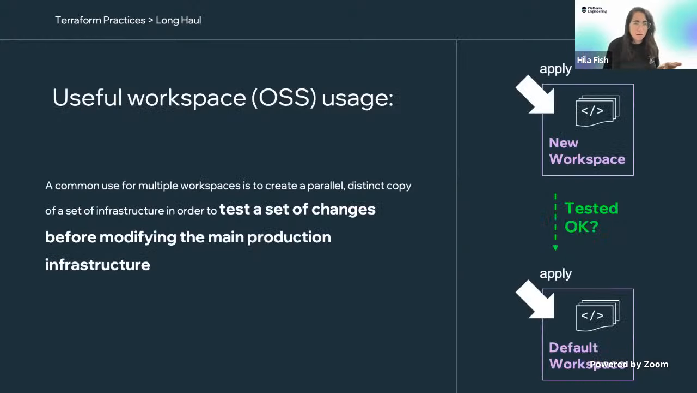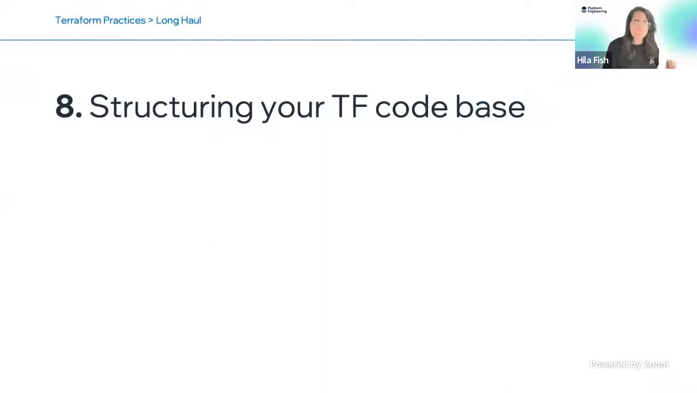And at least we can all agree on one useful workspace usage, which is like a side branch. So for example, a developer working on a complex set of infrastructure changes might create a new temporary workspace in order to freely experiment with changes without affecting the default workspace. So I can create a new workspace, test everything out. Once everything looks okay, then I can apply the changes on the default workspace, which is production.